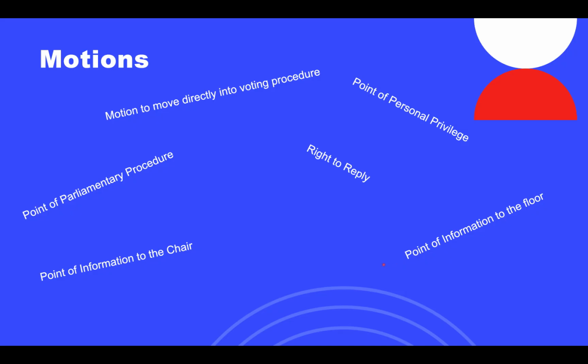Then a point of information to the chair. It's usually quite similar to this, I suppose. They're very similar. So point of information to the chair is usually if they kind of have a question. This is like when they know something's wrong with the parliamentary procedure, and this is if they want to ask the chair a question, whether that be about a topic or usually it's about the flow of debate and how it might be a little bit different to what they expect it to be.